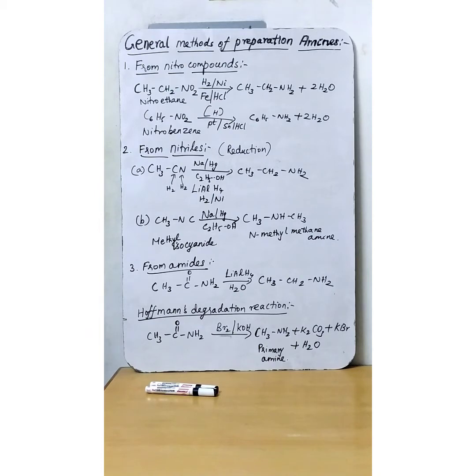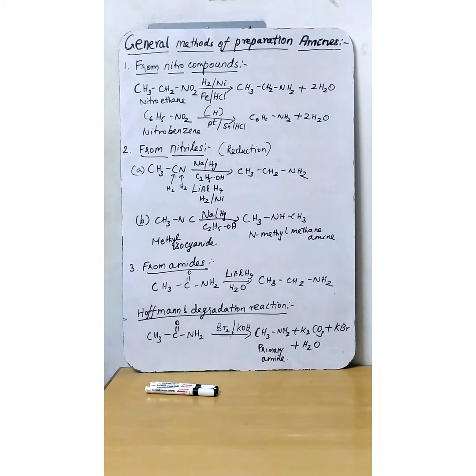The first method of preparation is from nitro compounds. You know, what is the functional group for nitro? Bond NO2. Okay, so from nitro compounds. Nitro compounds will undergo reduction in the presence of a catalyst like nickel, or iron and HCl. It will give amino compounds as the product. The example I have taken is nitroethane, CH3-CH2-NO2.